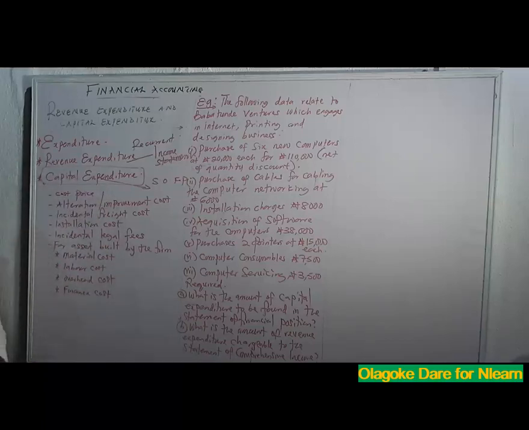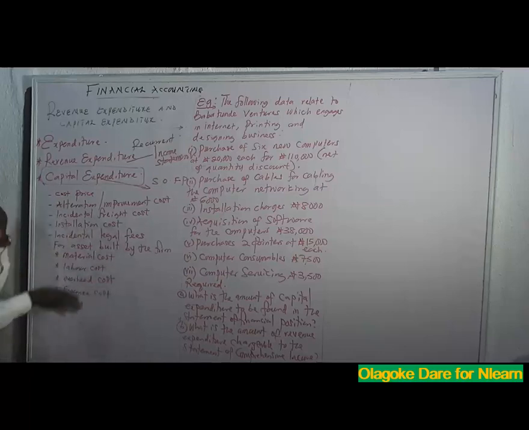Any legal fees incurred during the process of acquiring such assets will be added to the capital expenditure. Then if an organization is building the asset itself, the material cost in production, the labor cost, the overhead cost charge will be added to the cost of the asset, and the finance cost.